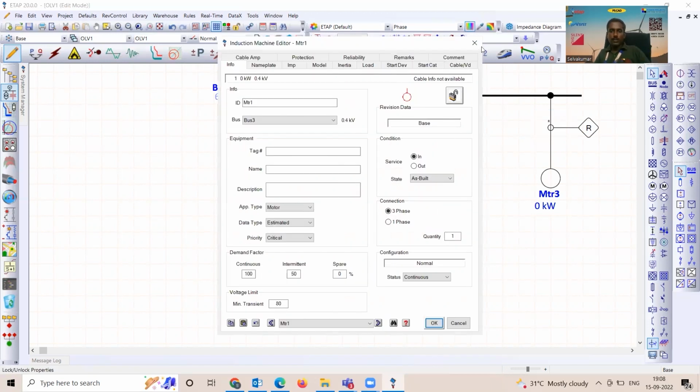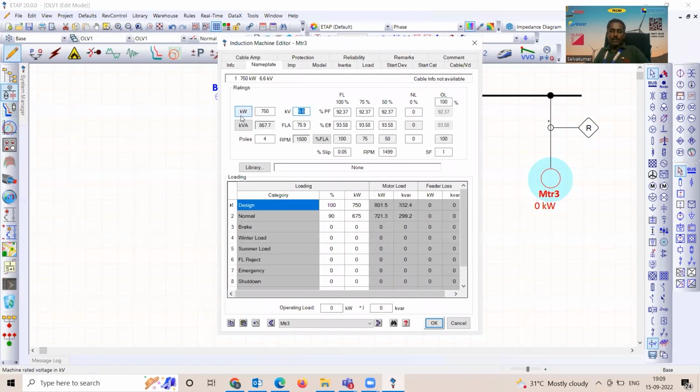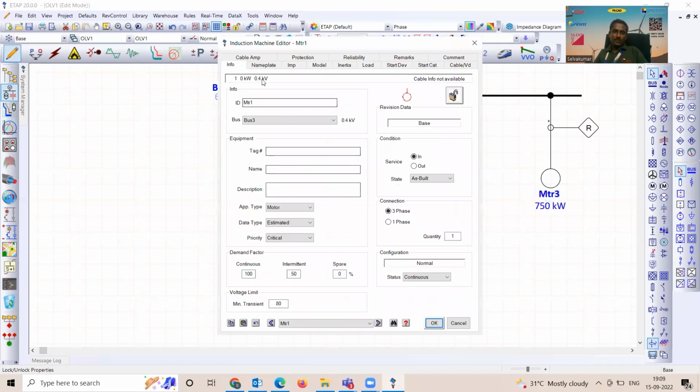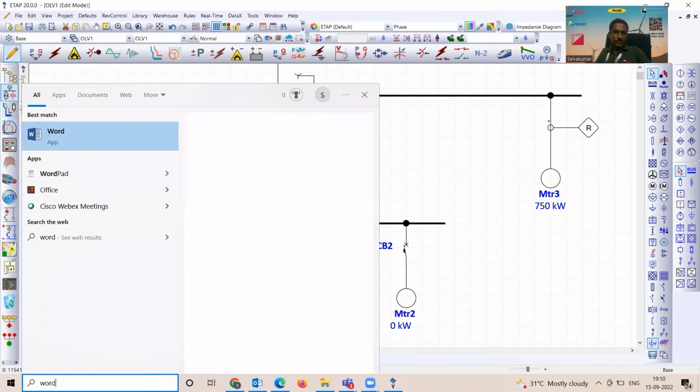What's the capacity of the motor which you want to have a protection for? At 400 volt, you have two motors, and at 6.6 kV, there is one motor which is available. All right, 750 kilowatt is the answer. And I will be coming a little later to what other additional information we need. Then let's pick 140 also. If you want to protect maybe some other capacity motor in the low voltage, the option is still open. So let's probably go to this motor and open up a Word file.